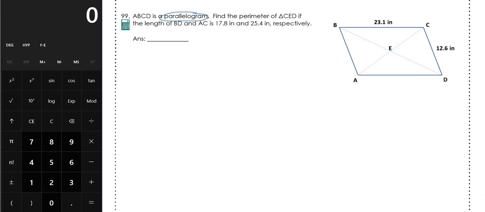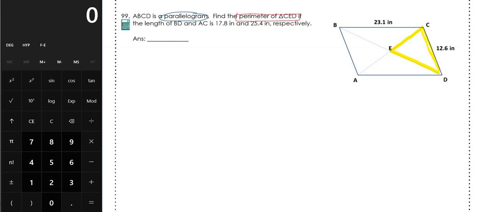Let's go back. Let's figure out what our ask is. Find the perimeter of triangle CED. Okay, let's look at our diagram and figure out what they're asking specifically. CED. They're asking about this triangle right here, which was formed when the diagonals of the parallelogram intersected.